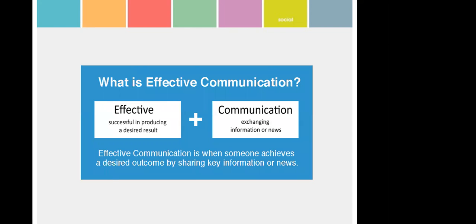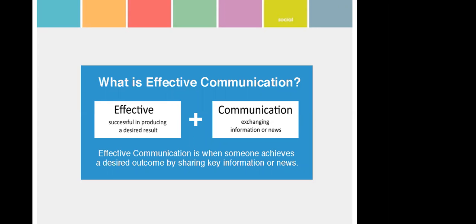All right, so effective. Effective is successful in producing a desired result. So you want to make sure that what is coming out of your mouth is being clearly understood and the person can now act on what you just said, right? So communicating, right now we're having to jump online. And so if I were to cut out, then you wouldn't get the message of this presentation, right?